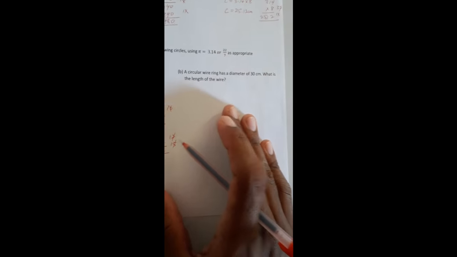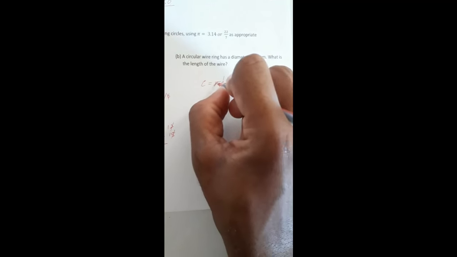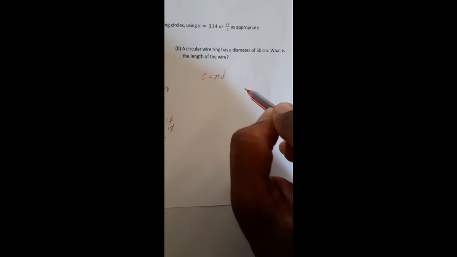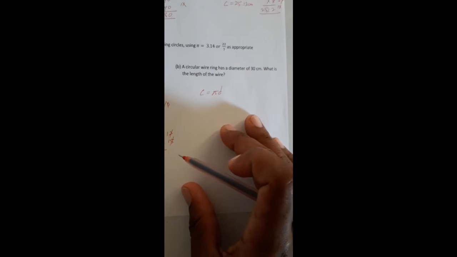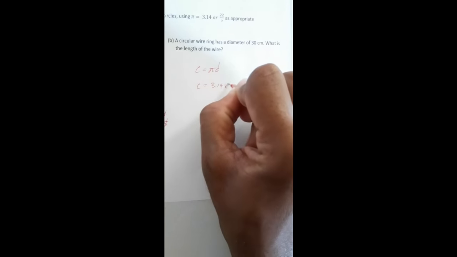Next problem. A circular wire ring has a diameter of 30 cm. So I'll use the formula C equals pi d since we are given a diameter. What is the length of the wire? So you want to know the distance. It's a circular wire. We want to know the distance around the wire, the length, the circumference, the perimeter. Good. 30. I cannot cancel 30 with 7. 7 cannot go into 30. We'll have a remainder, so I'll write C equals pi. I'll use 3.14 times 30.